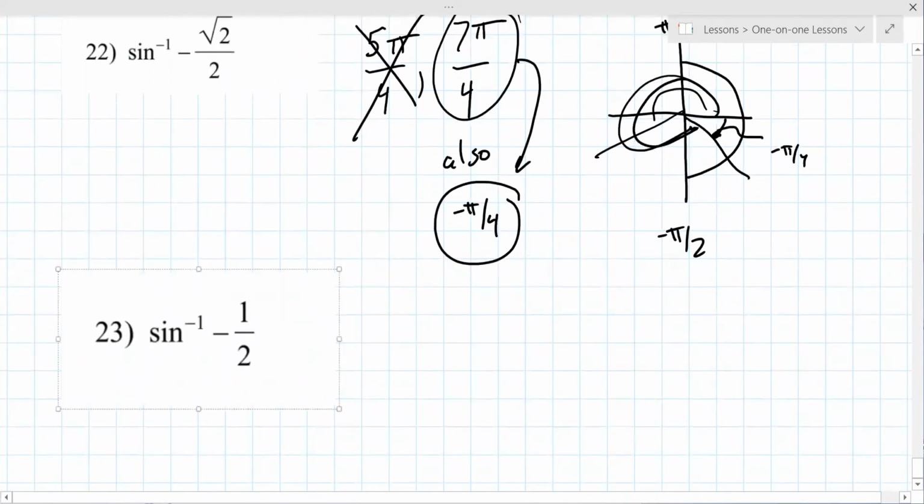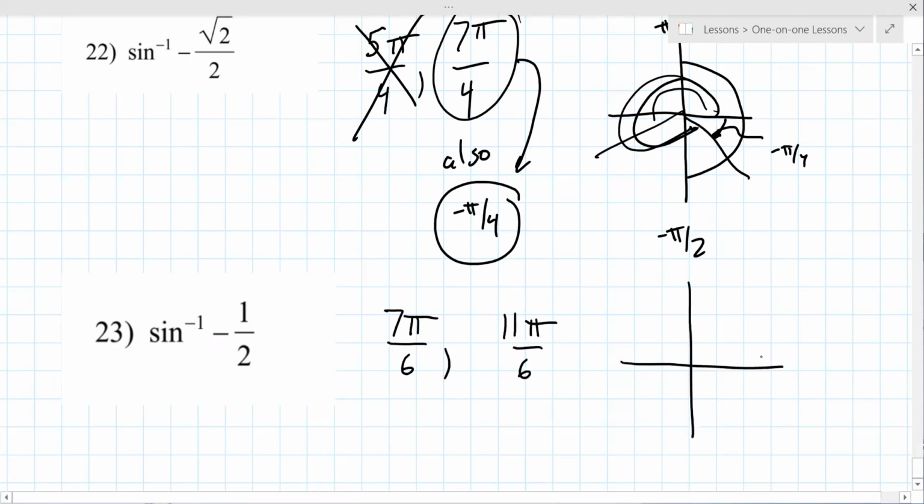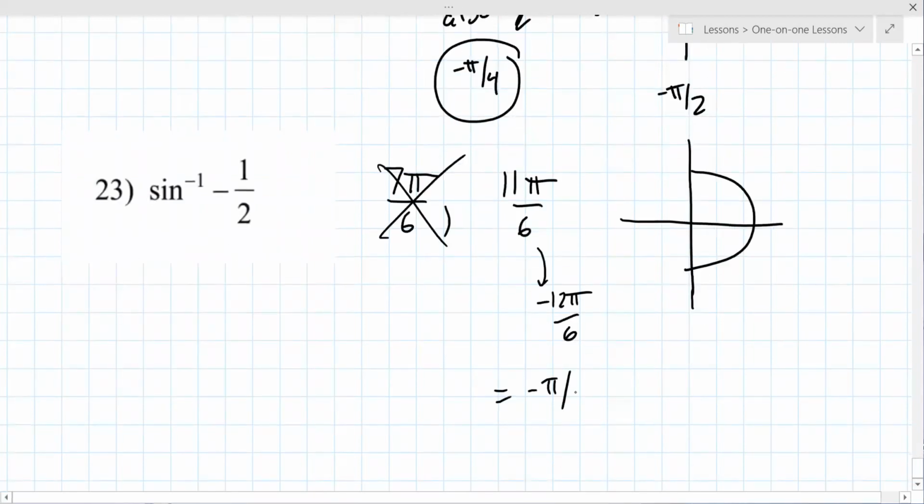Again, where on your unit circle is the y value negative 1/2? Over at 7 pi over 6, and then there's 11 pi over 6. Notice that neither of these works, but 11 pi over 6 is in there and we have to convert it. You convert it by subtracting 2 pi, or 12 pi over 6, which gives you negative pi over 6.